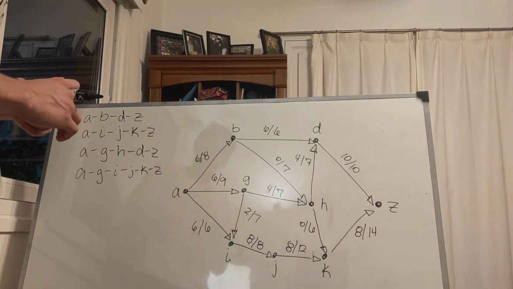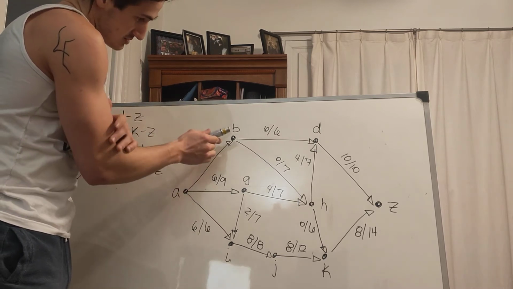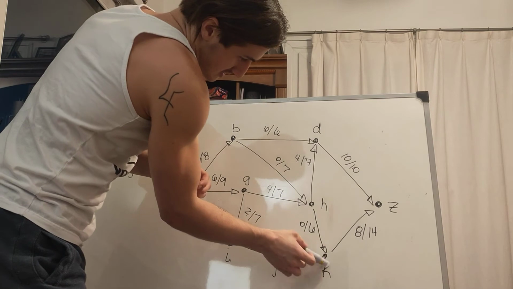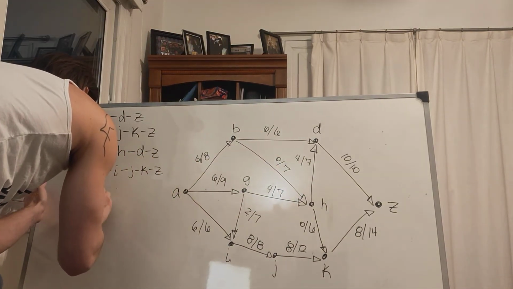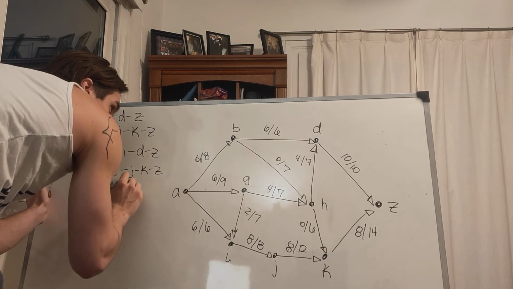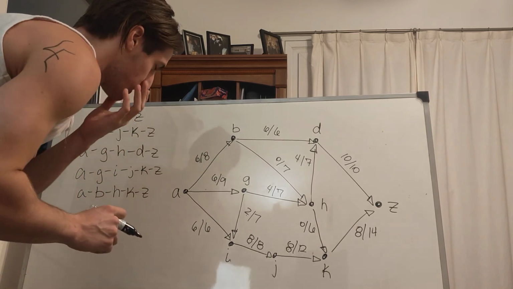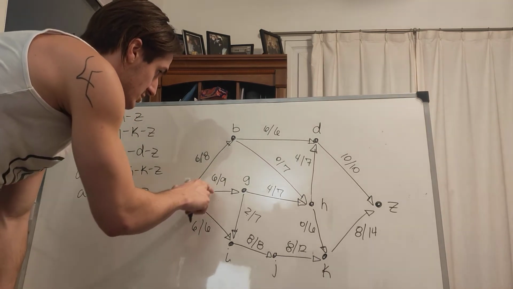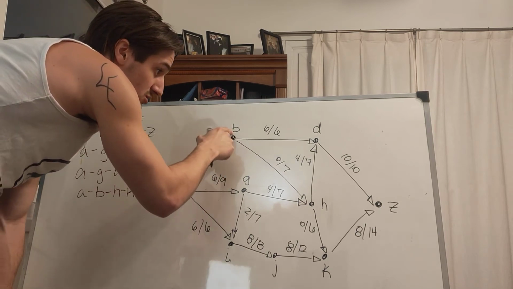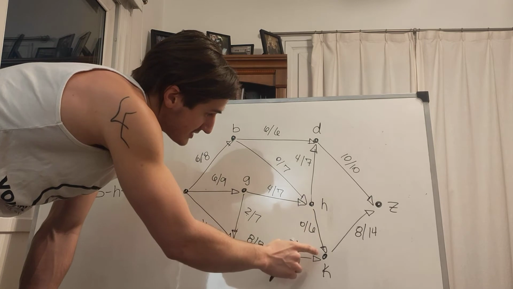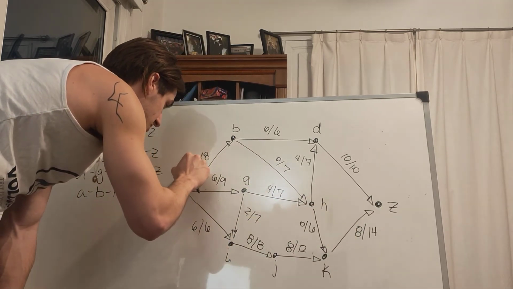Gotta pick another path. Let's see, what are we gonna pick? We can go A to B to H to K to Z. That is A, B, H, K, Z. Again, find our bottleneck. 9 minus 3. No, we said A to B, sorry. 8 minus 6. So we got a 2. We got a 7. 6. And then we got another 6 again. So our bottleneck is going to be here in the 2.